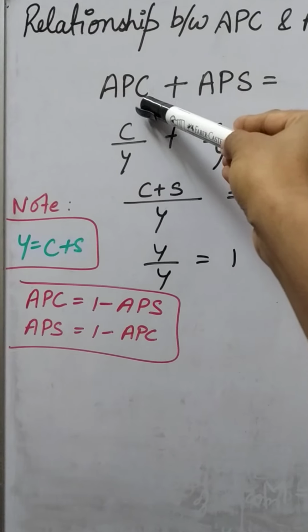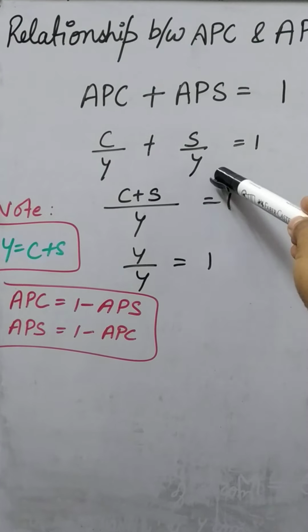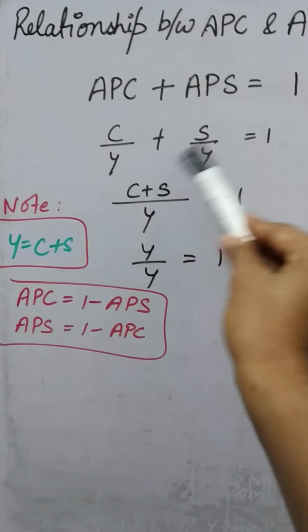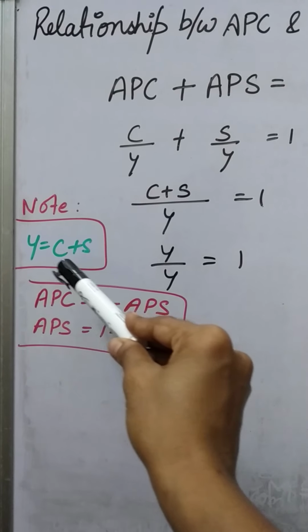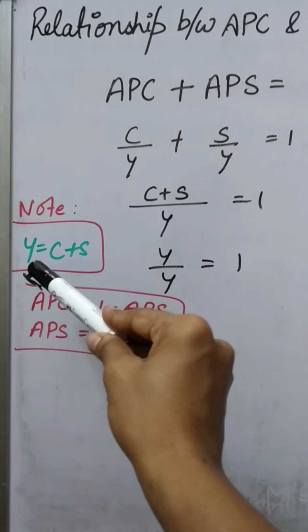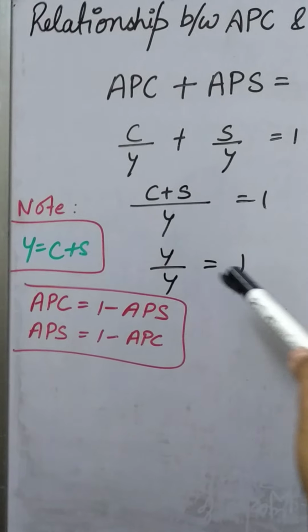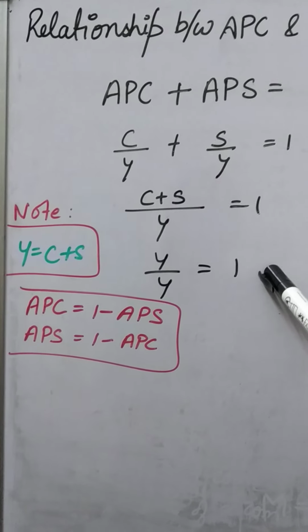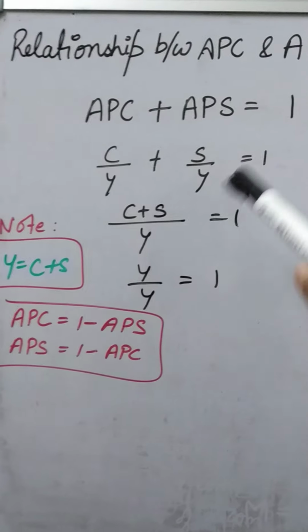So APC's formula is consumption upon income. APS formula is saving upon income. Now C plus S upon Y equals 1. We know that Y is also equal to consumption plus saving. So Y we will keep over here, Y upon Y, so we will get the answer 1. This is the way by which we can say that APC plus APS is equal to 1.